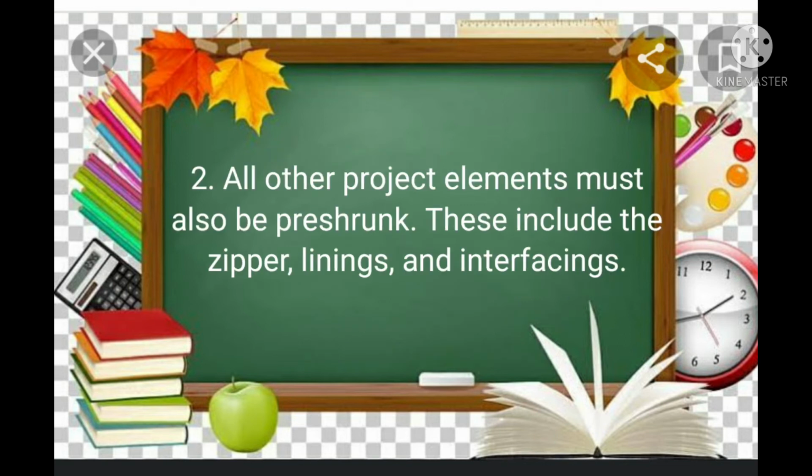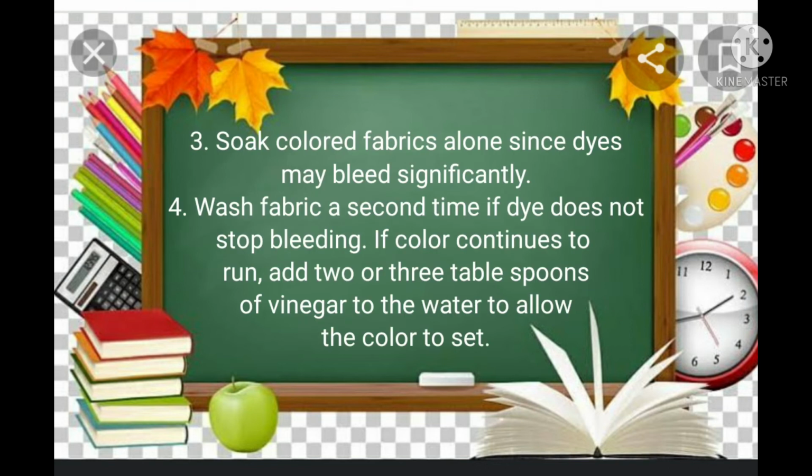Number 2, all other project elements must be preshrunk. These include the zipper, the linings, and the interfacing. Number 3, soak colored fabrics alone since dyes may bleed significantly. Number 4, wash fabric a second time if dye does not stop bleeding. If color continues to run, add 2 or 3 tablespoons of vinegar to the water to allow the color to set.